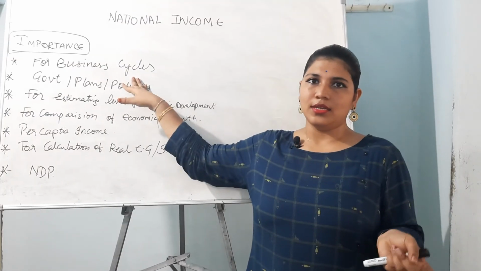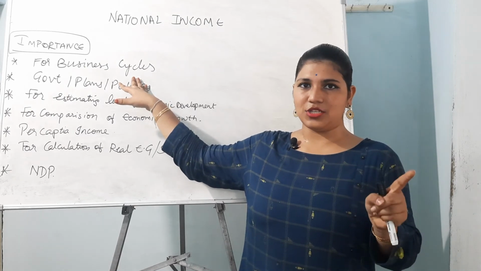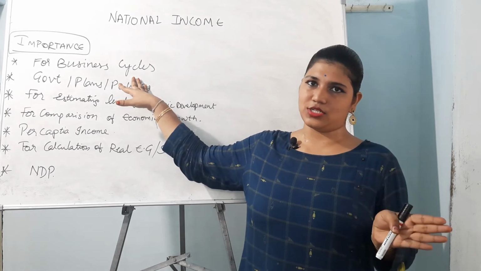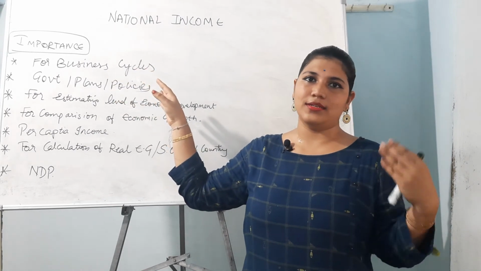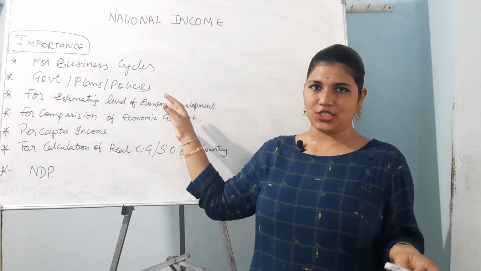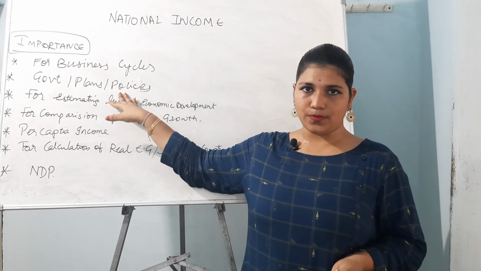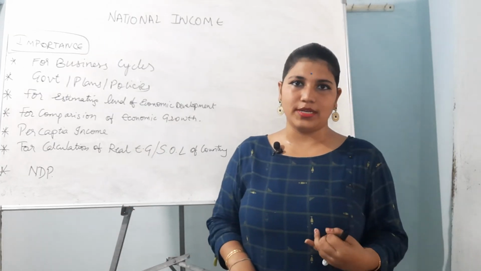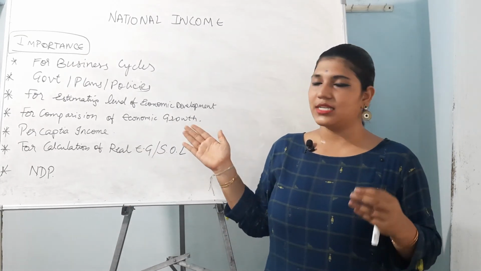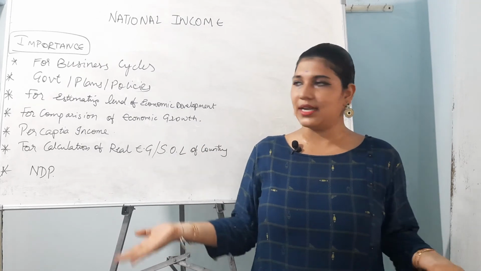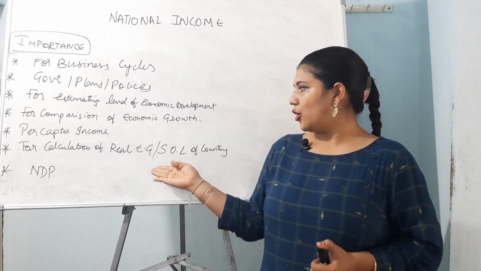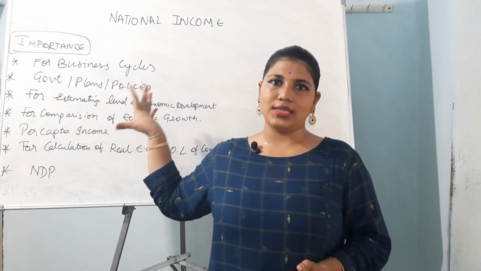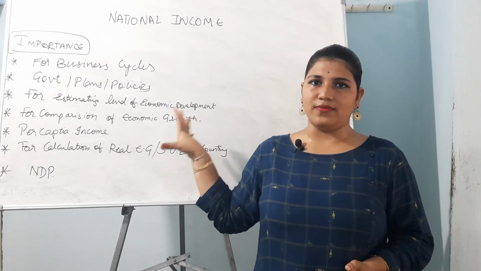What is that first stage? Depression, recovery, prosperity, and again recession stage. To calculate and see the position of the business cycle, we need national income. And for government plans and policies, we need national income. And then to calculate the level of economic development and also for the comparison of economic growth between different countries, and per capita income, economic growth and standard of living of the country, and then NDP. For all these things, national income is very, very important.